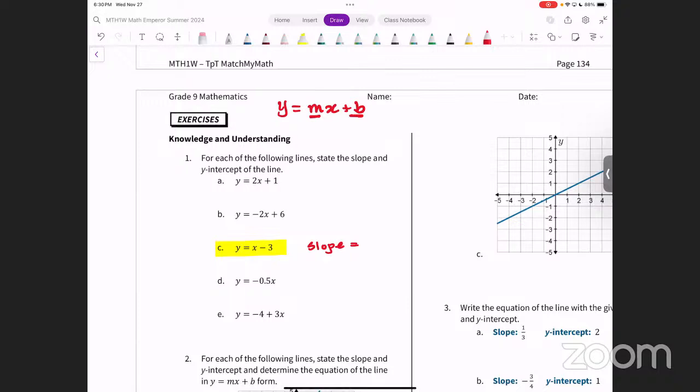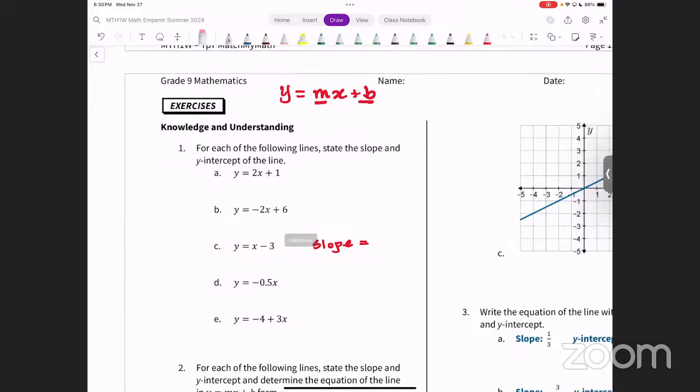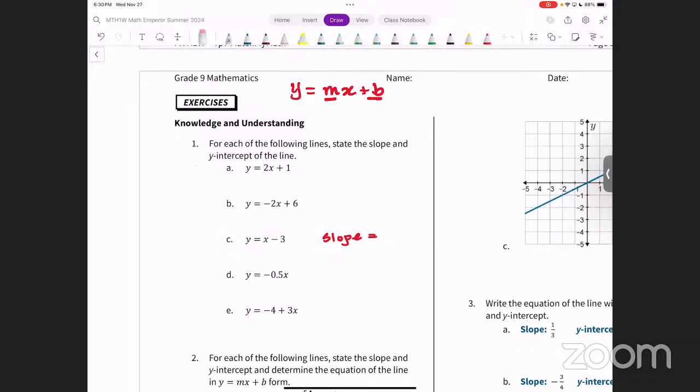What is the slope? 0. I know you're going to say that. It's the most common mistake. When you don't have any number in front of x, that does not mean 0, because 0 times x is going to be nothing. So its slope is 1. Make sense? Yeah.